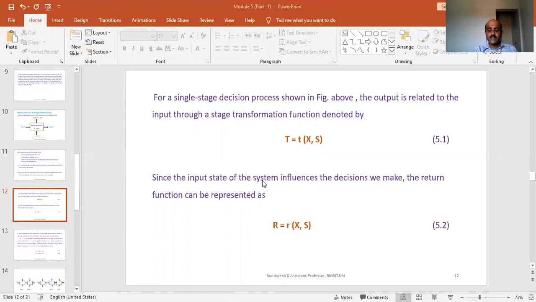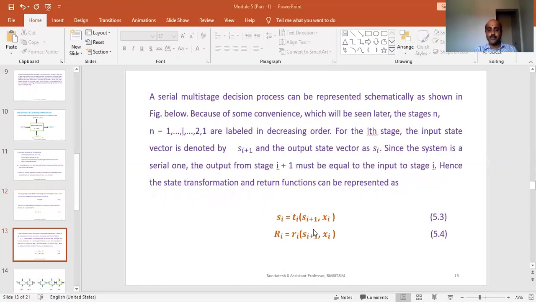Since the input state of the system influences the decision we make, the return function can be represented accordingly. Once the input is given to the system and we make a decision, the decision will always influence the state of the system. The effectiveness of making the decision can be represented by a return function R, which is equal to a function of the decision variable and the state variable.